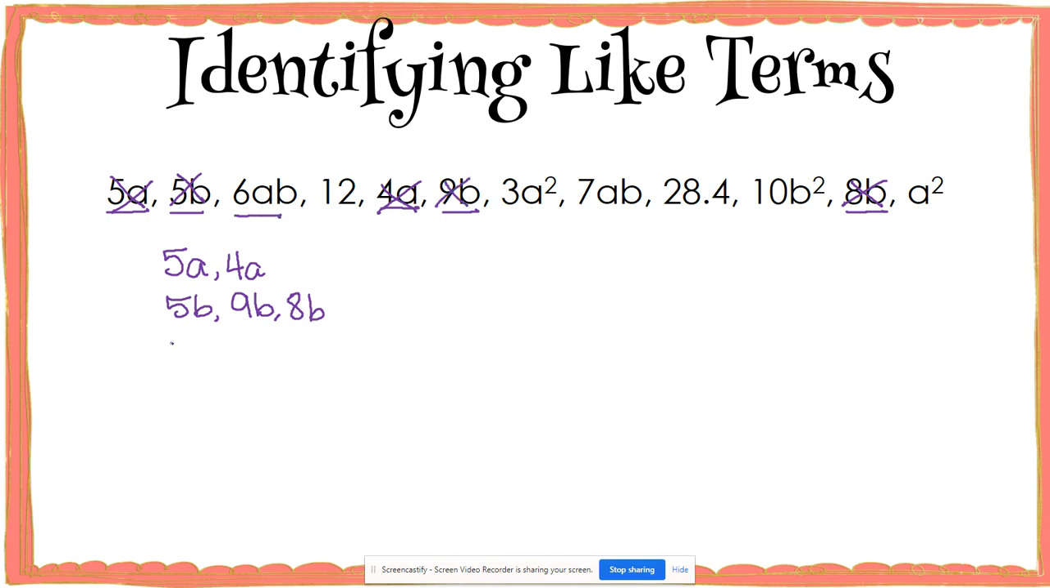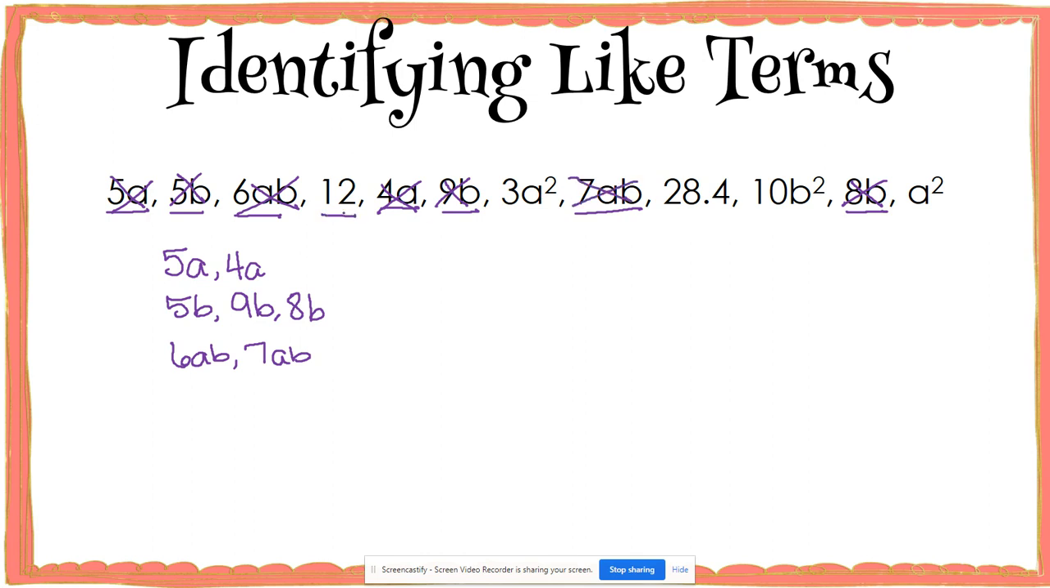Next, I have 6ab. So I'm looking for any term that also has a and b as the variable. So this does not, 3a to the second does not, but then 7ab does. So 6ab and 7ab are like terms.